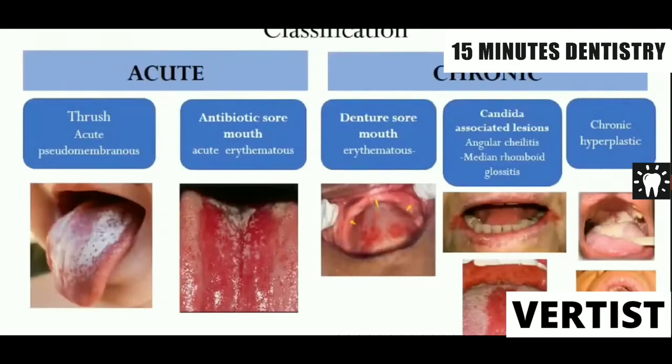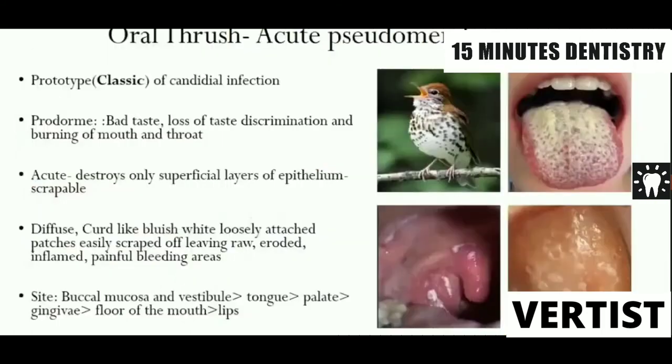Acute can be acute pseudomembranous, which is called thrush. Acute erythematous is called antibiotic sore mouth. Chronic erythematous is called denture sore mouth. And there are Candida-associated lesions such as angular cheilitis, median rhomboid glossitis, and denture stomatitis. Now, oral thrush is the classic type of Candida infection in the oral cavity, which is very commonly seen, otherwise called acute pseudomembranous candidiasis because of the pseudomembrane that is formed, which is actually due to destruction of the superficial layers of epithelium.